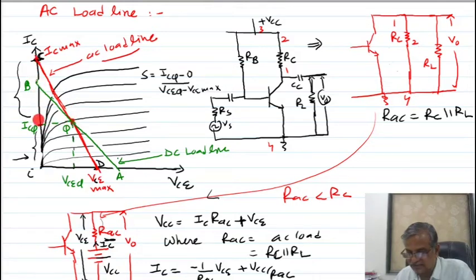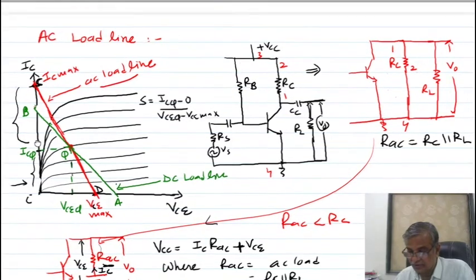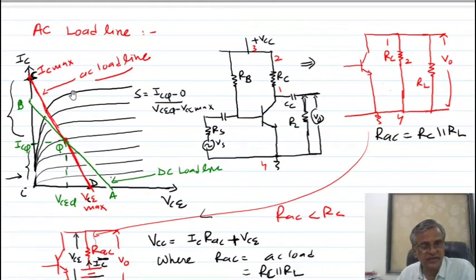So I am finding the slope for this section: IC max minus ICQ upon 0 minus VCQ is equal to minus 1 upon RAC. From this equation I find IC max. From another equation, I find VC max. By putting the points IC max and VC max, and joining the points C and D, I can get the AC load line. Let us see one numerical based on this discussion, so you will get more clarity on how to draw the AC and DC load line.